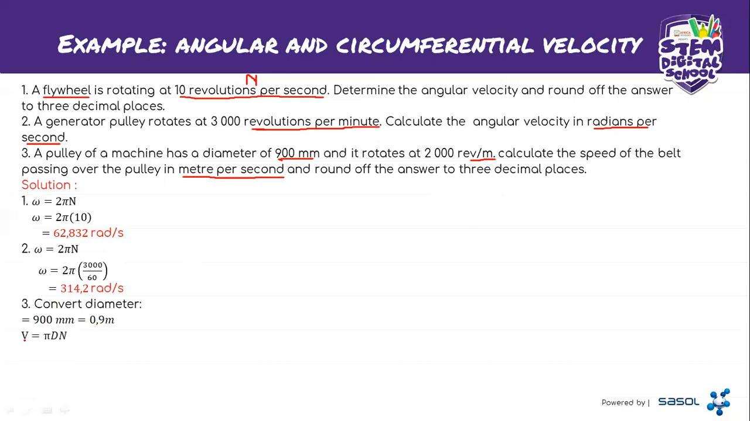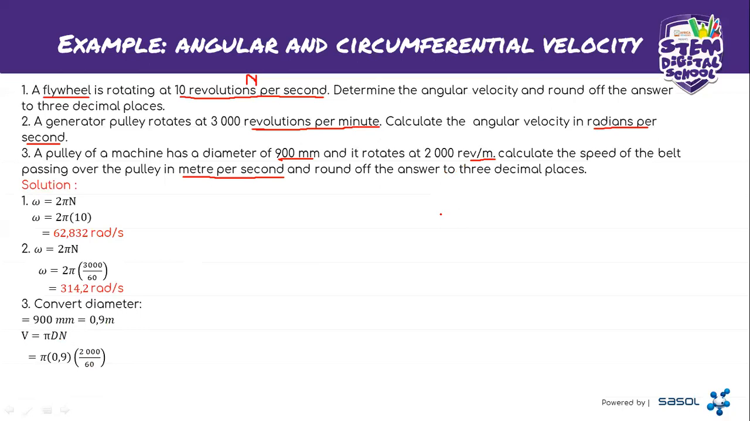Then we write the formula for circumferential speed, right? You remember when we were talking about circumferential or peripheral velocity, it is very clear that we are now calculating the speed, right? Now we have n, which is 2000 over 60. Why 60? Why over 60? Because it is rev per minute.